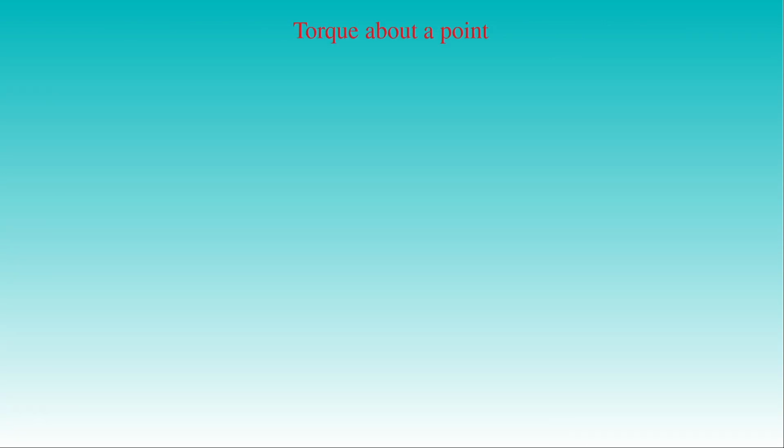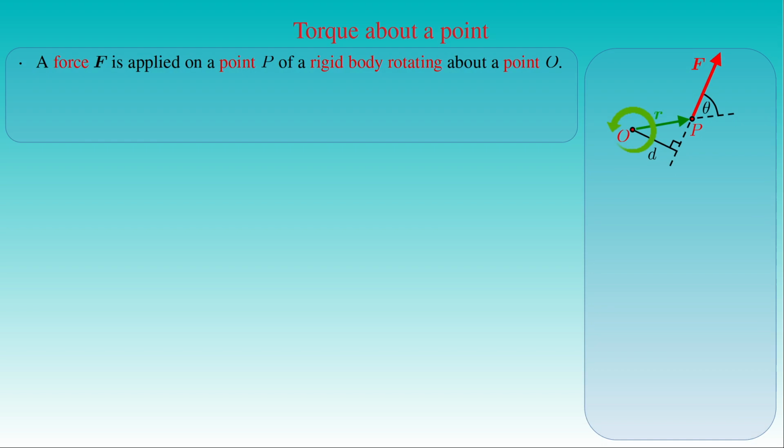Now we generalize the concept of torque about a point and interpret it as a vector quantity. Let us suppose that a rigid body is free to rotate about the point O, and the force F is applied on the body at the point P. If theta denotes the angle between the direction of the position vector r of the point P with respect to the point O and the line of action of the force F, then the lever arm d of the force F about the point O can be written as the length of the position vector r times sine theta.